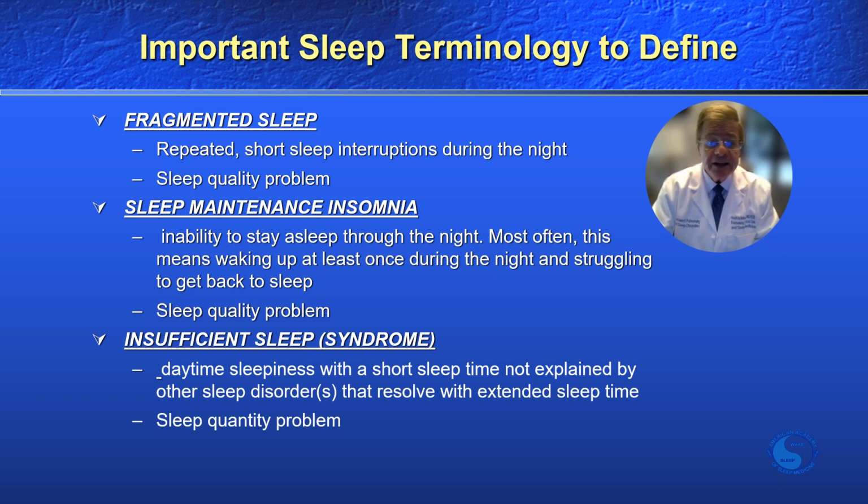Not infrequently, patients have a combination of fragmented sleep, for example, due to sleep apnea, who also have sleep maintenance insomnia due to depression, and that in addition has insufficient sleep syndrome due to his work schedule. Determining the contribution of each of these events is important to treat these patients.